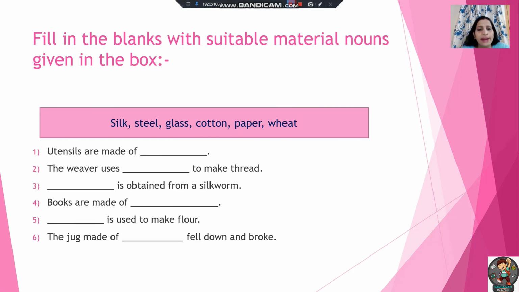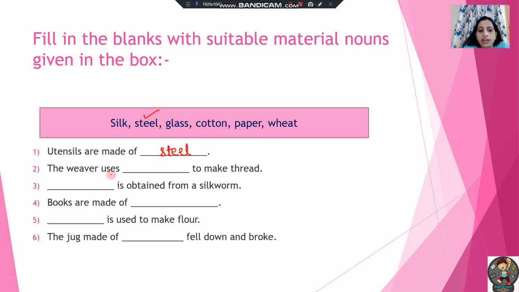So now we will do one exercise based on material nouns also. So what is the exercise? Fill in the blanks with suitable material nouns given in the box. So here in this box, a few material nouns are given and we have to choose the correct one to complete these given sentences. Okay, so let's start. First is, utensils are made of dash. बर्तन जनरली किस चीज के बने होते हैं? So we will find the suitable material noun and we will see that the answer will be steel here. So that's why we will write steel.